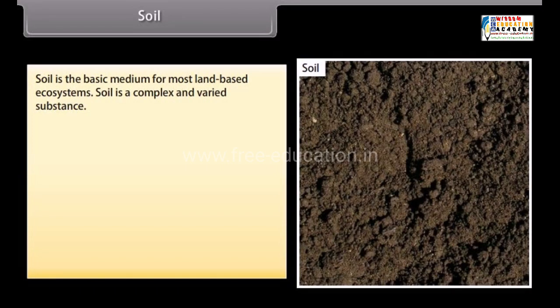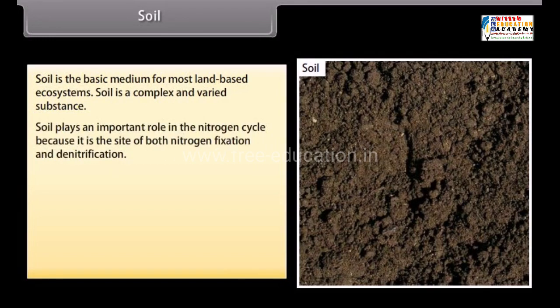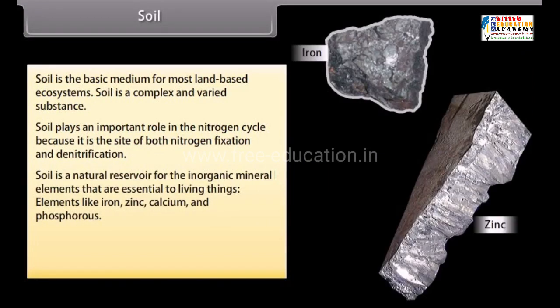Soil. Soil is the basic medium for most land-based ecosystems. Soil is a complex and varied substance. Soil plays an important role in the nitrogen cycle because it is the site of both nitrogen fixation and denitrification. Soil is a natural reservoir for the inorganic mineral elements that are essential to living things, elements like iron, zinc, calcium, and phosphorus.